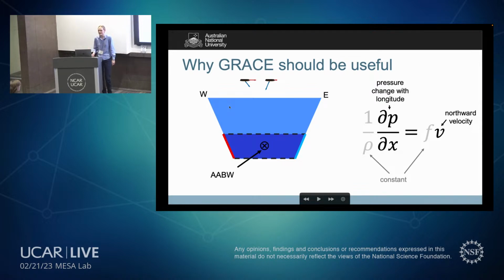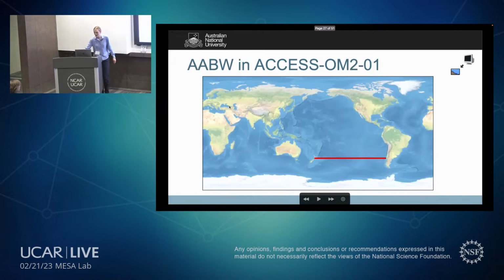And the GRACE satellites also have a spatial resolution of about 300 kilometres, which is quite large and might not necessarily capture the exact pressure location that we're after. So I'm testing it with an ocean model. This is the Australian ocean model, Access OM2, and I'm using it at 0.1 degree resolution because at that finer resolution, it does a good job of capturing Antarctic bottom water dynamics and flows.